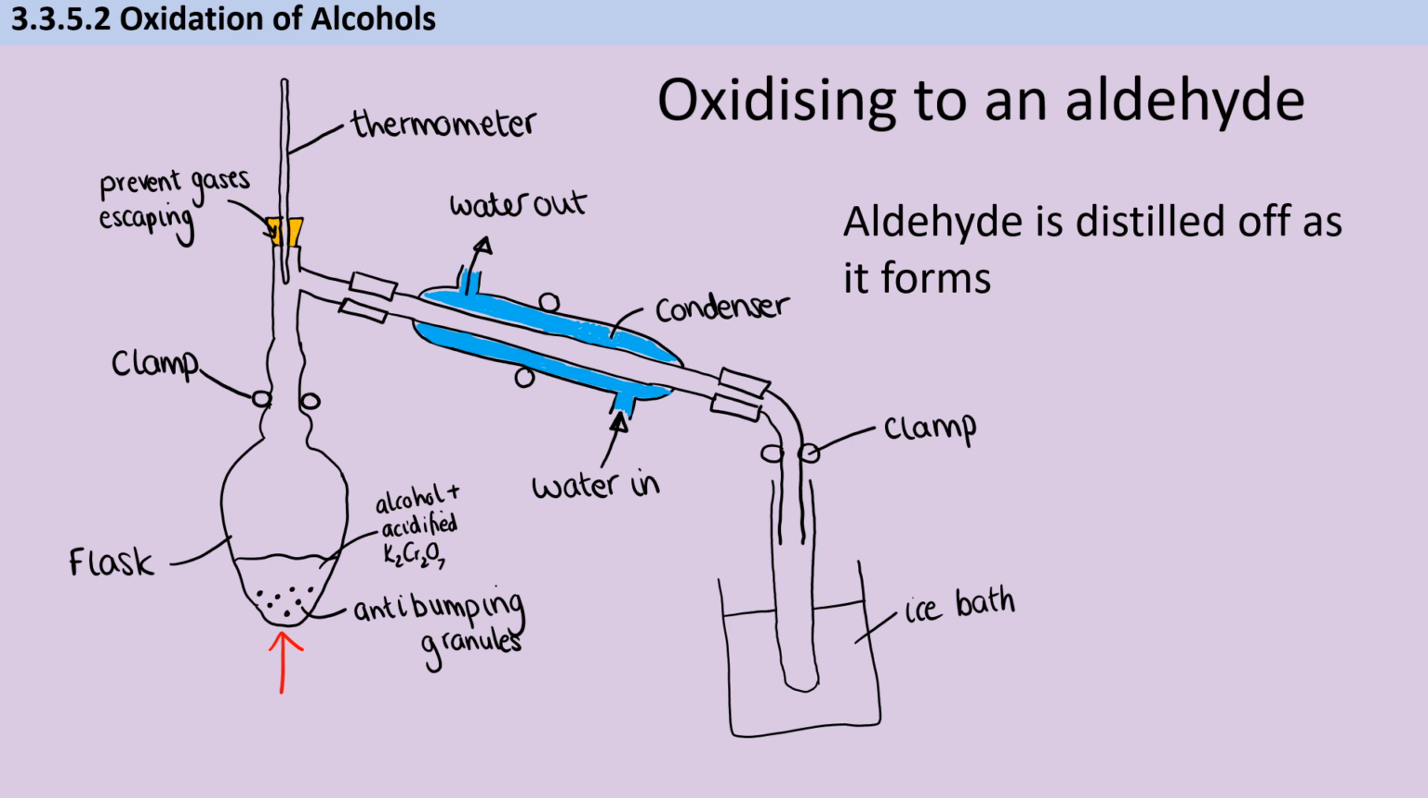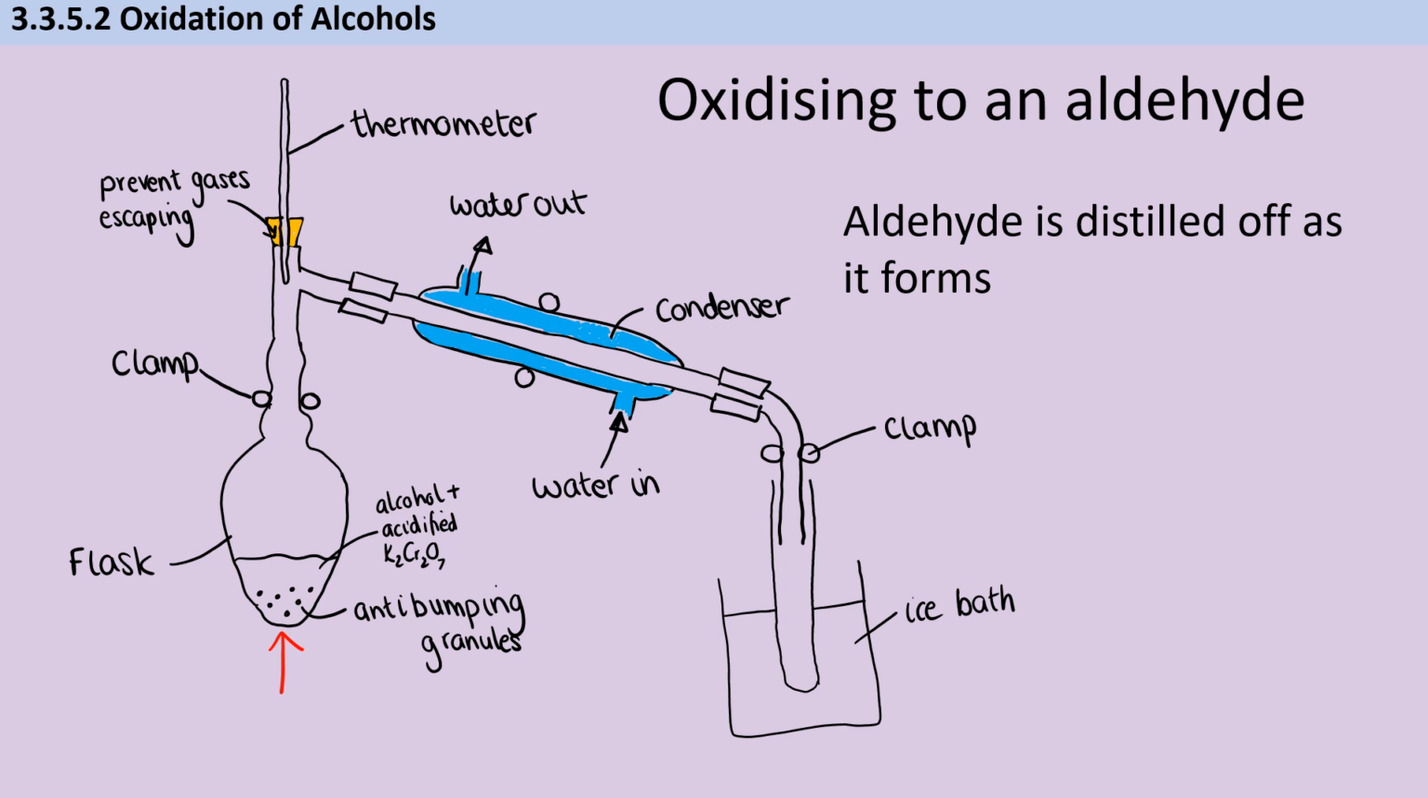So the first thing is that we're going to have an excess of alcohol rather than an excess of oxidizing agent. And that's going to be in our flask, whether that's a pear flask or a round bottom flask. So excess of alcohol, a small amount of oxidizing agent, and also anti-bumping granules. They're in there to make sure that we're creating smaller bubbles, stopping large bubbles, which would make the reaction mixture jump into the condenser, which wouldn't be ideal.